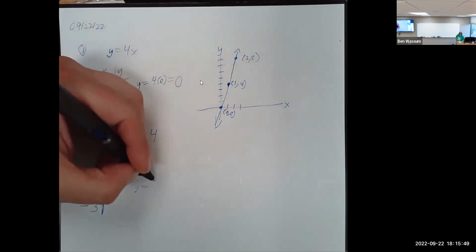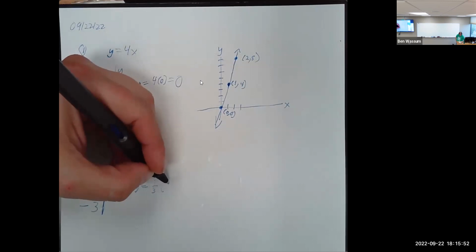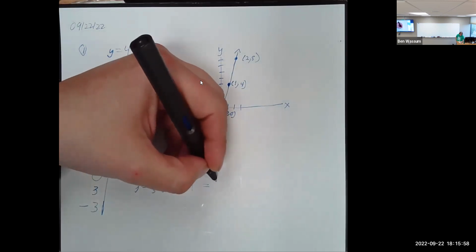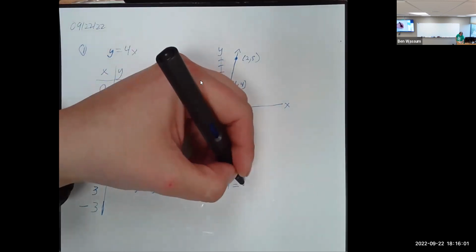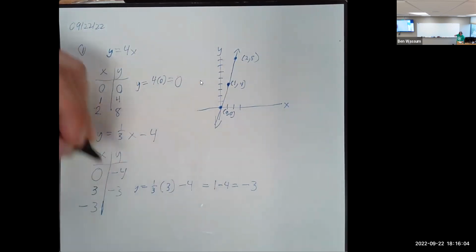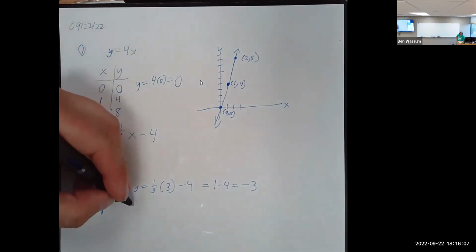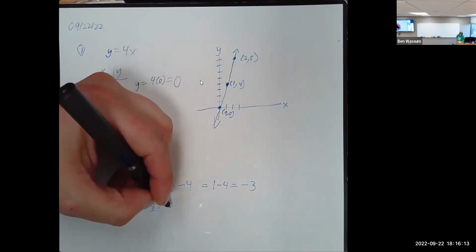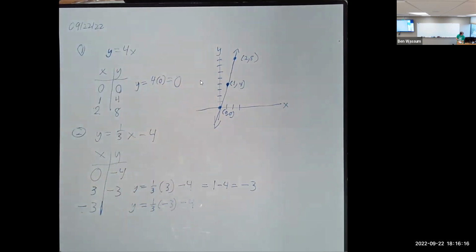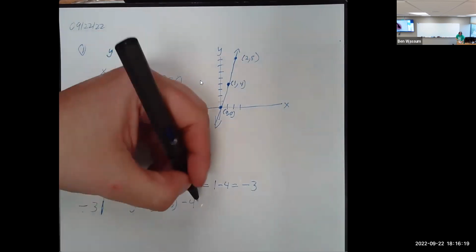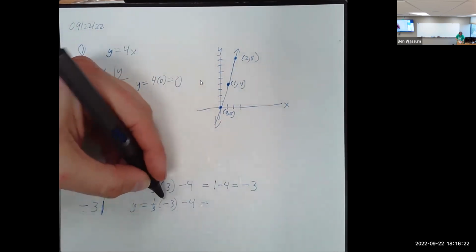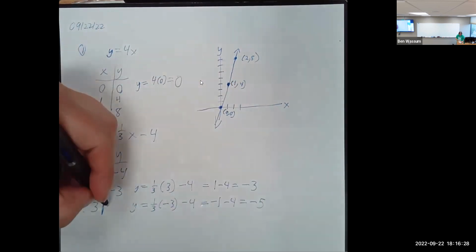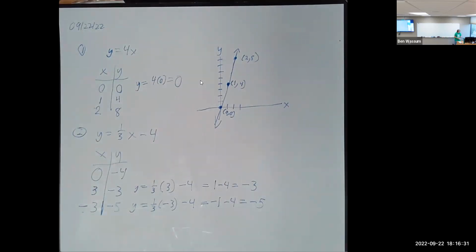We have y equals 1/3 of x, which in this case is 3, minus 4. 1/3 of 3 is 1, minus 4. So we get a negative 3. Then we're going to do the exact same thing with that negative 3 that we have here. 1/3 of negative 3 is a negative 1, still minus 4. So we end up with a negative 5.